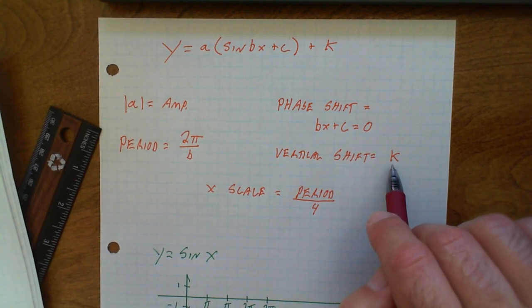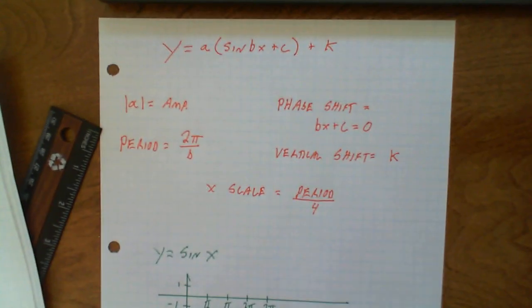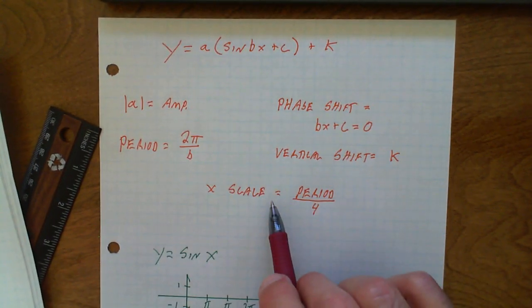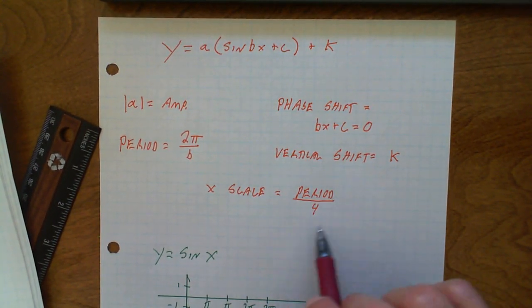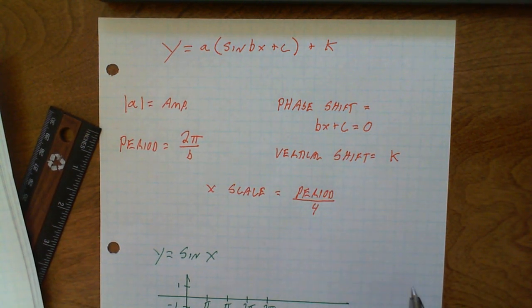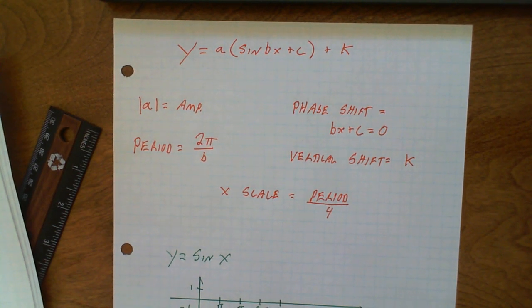If k is plus 1, that tells us where our horizontal midline is going to be. And then the scale. Now this is optional, but I like it because if we do the period divided by 4, it's going to make the graphing a lot easier. Now let's look at the other thing we must know. Make sure you have all that written down before you start graphing this.